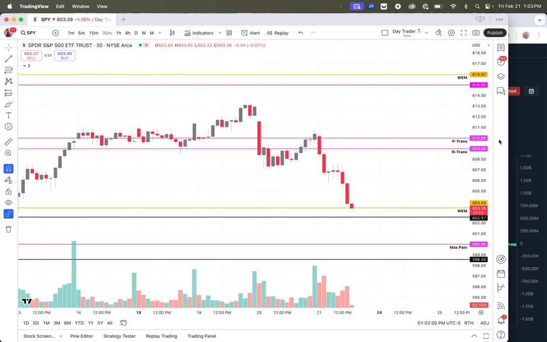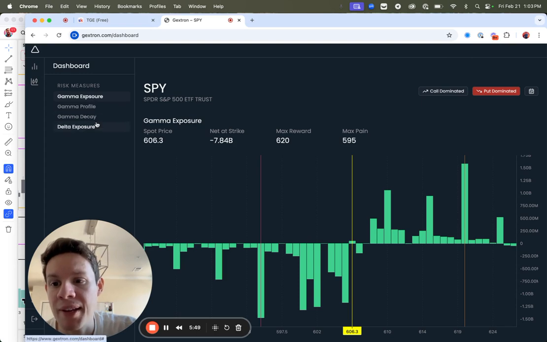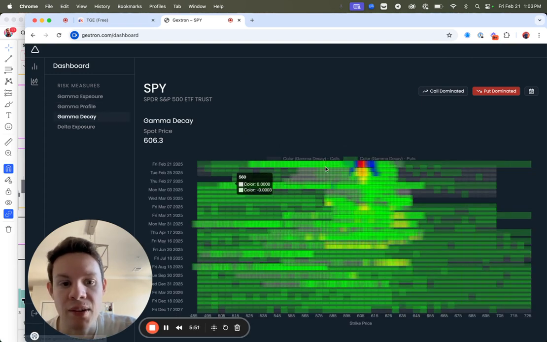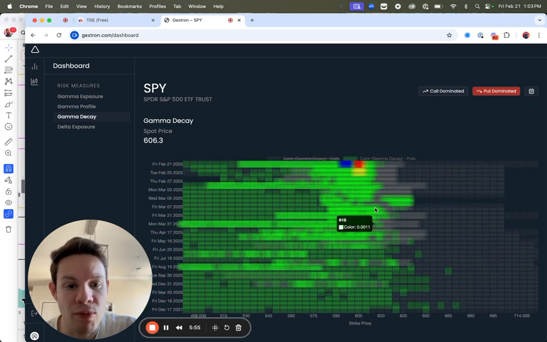What's next? Now it's how do I pick the right contract? Before I got into the trade, I was like, what contract do I pick? And of course, I picked yesterday or Monday's expiration. I go to my gamma decay here, and I say, show me all the puts. Perfect. You see this red? These are color coded.